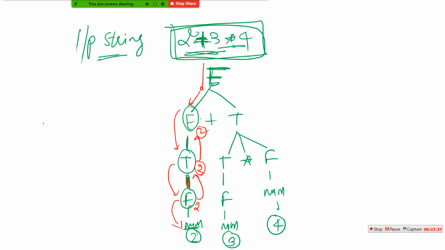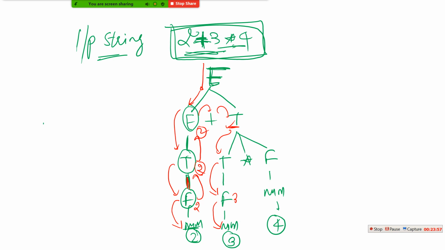Now I need to add 2 with T, but I don't have any value of T as of now. So I will wait, and I will generate the value of this T. In order to generate the value of T, I will further traverse to this T. I don't have any value of T now. I will go to F. I don't have any value. This F has num value 3.